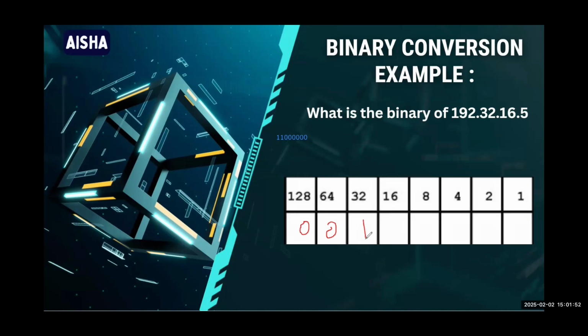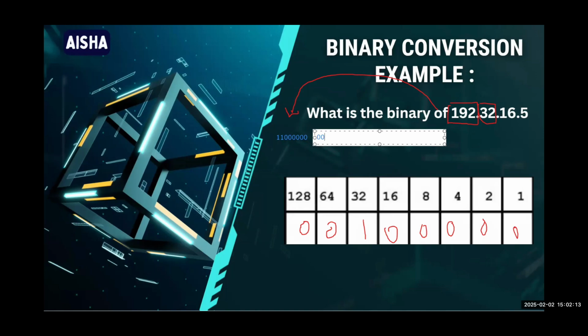We got 0 0 1. By the way, I've just done 192. I've converted this octet into binary, and now I'm converting this octet into binary. So we got 0 0 1, and then 0 0 0 0. First put a dot. Oh yeah, I forgot to put the dot. Hold on. So we separated by a dot, and then we got 0 0 1 2 3 4 5 6 7 8.